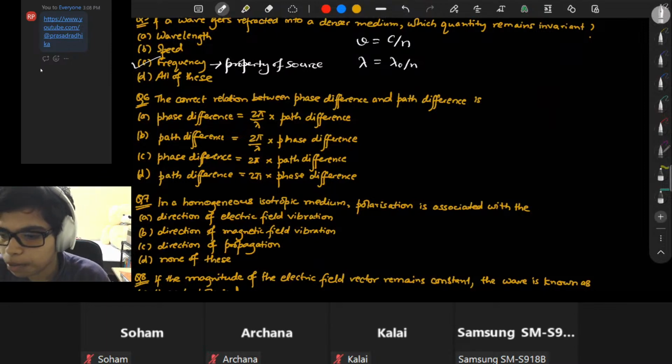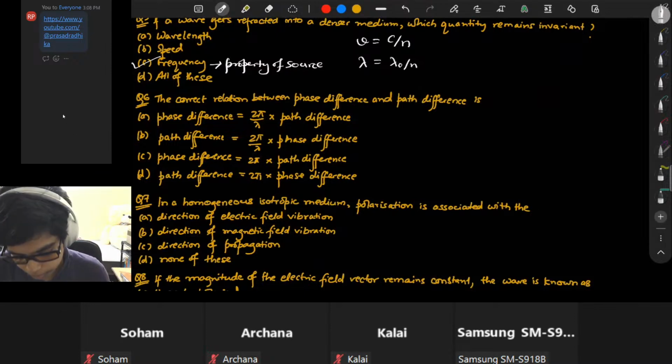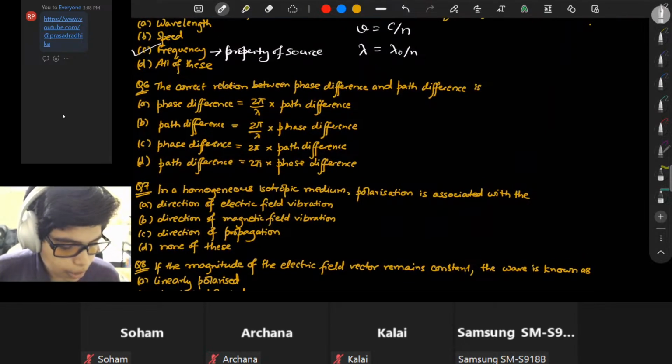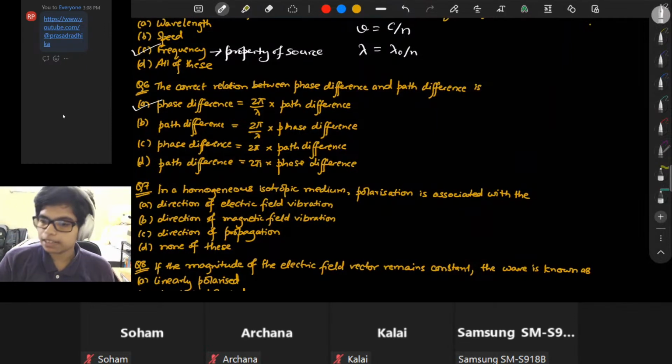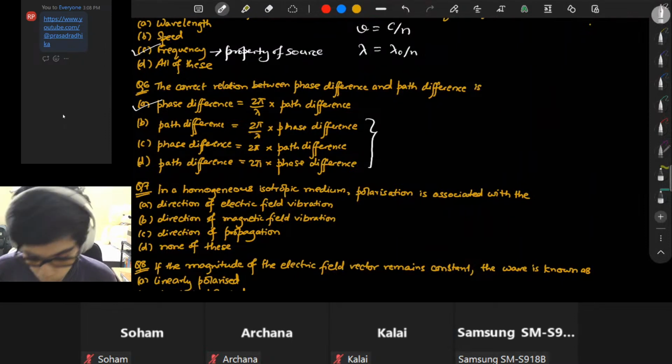Okay, so let me stop the poll. The correct answer to this question, the relation between the phase and path difference, is option A. Phase difference is 2 pi over lambda times path difference. Someone has selected option C, which is incorrect. And you can simply see why all of these other options are incorrect. Because all of these are dimensionally incorrect.